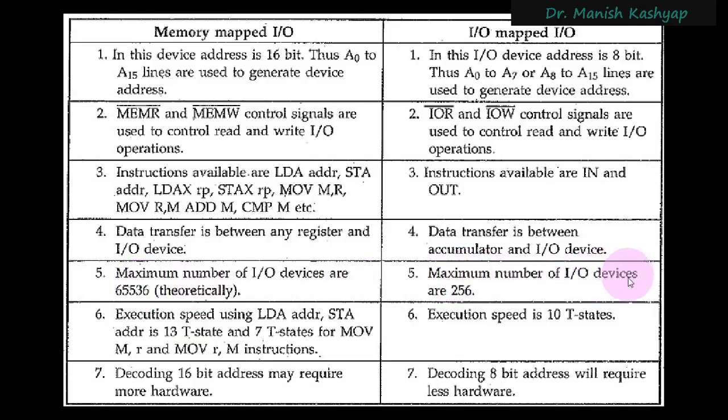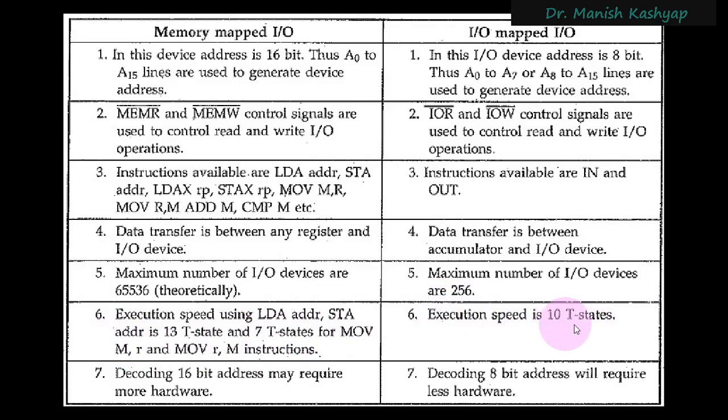Then the maximum number of input output devices is 256. That is what we have already discussed, that through this input output mapped IO scheme you can only have 256 maximum devices, and their port numbers are from 00 to FF in the hexadecimal number system. Next, execution speed. Using LDA address and STA address it is 13 T states, and 7 T states for move instructions. However, the execution speed here is only 10 T states.